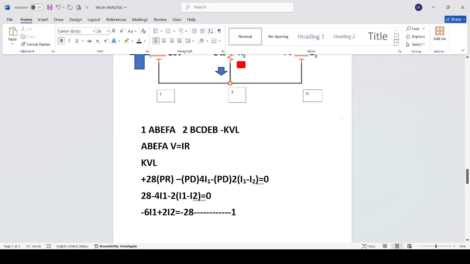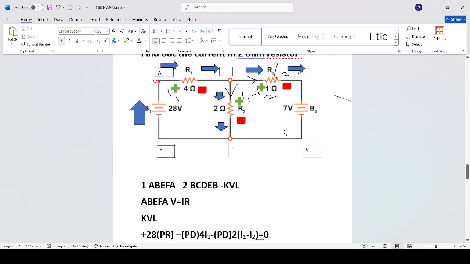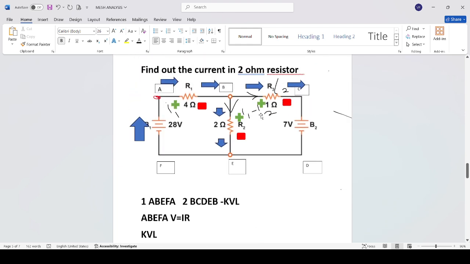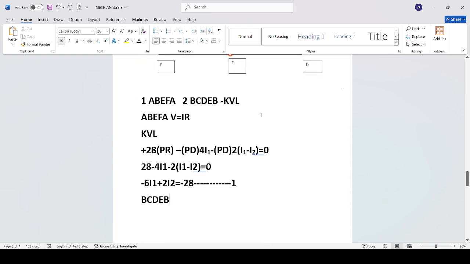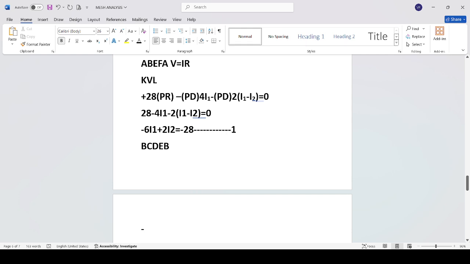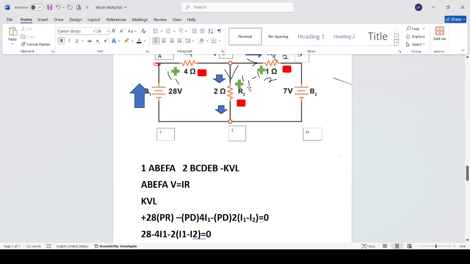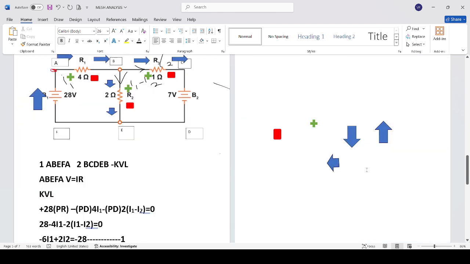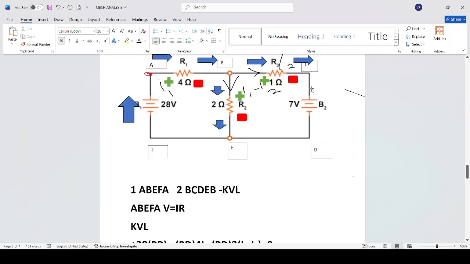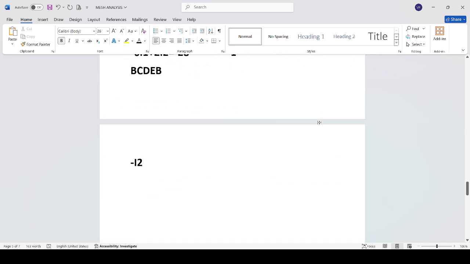Similarly, we can solve it for the second loop, that is B, C, D, E, B. If you take this loop, here we are starting at B. There is one resistance of 1 ohm, so it is plus to minus, again a potential drop. So directly I am writing minus I2. Then it is coming to a 7 volt battery, plus to minus. Again it's a drop, so it is minus 7.